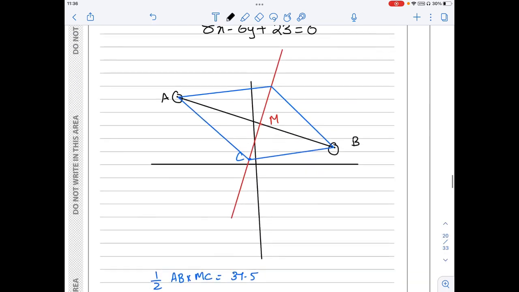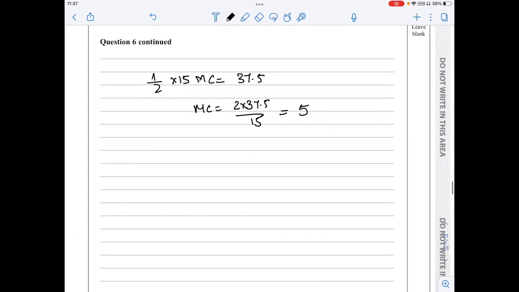So the distance of MC is 5, and the gradient of MC we got as 4 upon 3. So it forms a right angle triangle, 3, 4, 5, and it goes along the slope 4 upon 3. Slope is rise over run, so it is rising 4 units and running 3 units. In order to get from M, we got the point M as (2, 13/2). So the rise over run is 4 over 3.